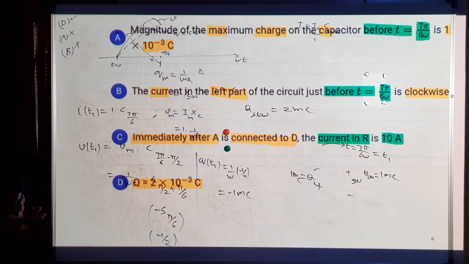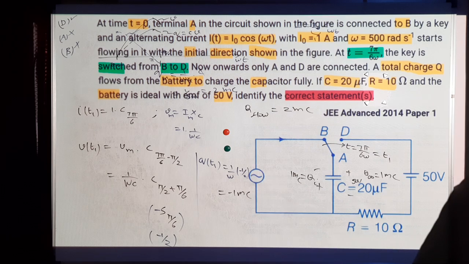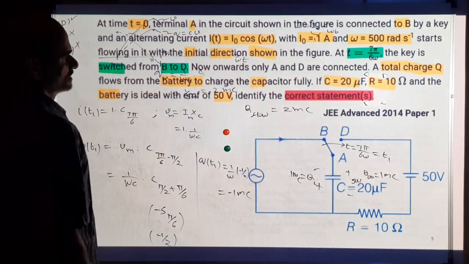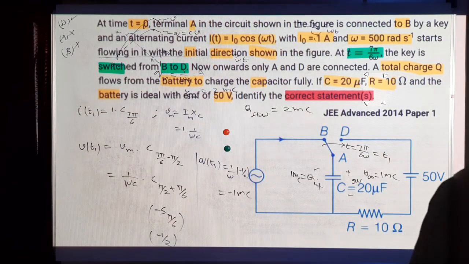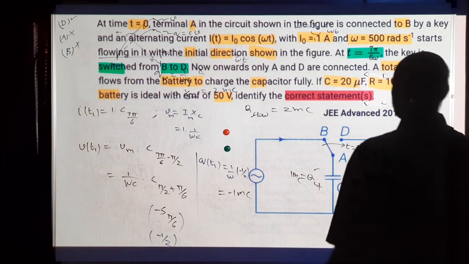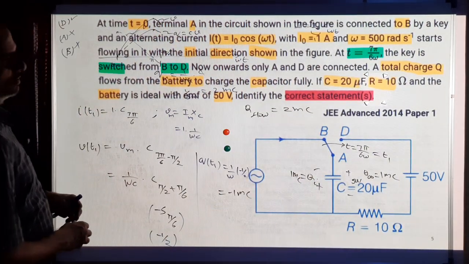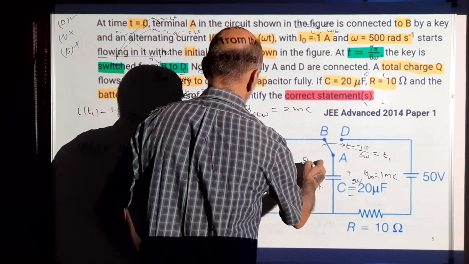Statement C: immediately after E is connected to D, the current is 10 amps. So use the property of the capacitor. As soon as the switch is closed, the capacitor acts as a short circuit, so the current is 50 by 10, that is 5 amps. Sorry, there is an initial charge. At the time the switch is thrown, it has a charge of 1 millicoulomb. That will correspond to a potential between these 2 points of 50 volts.